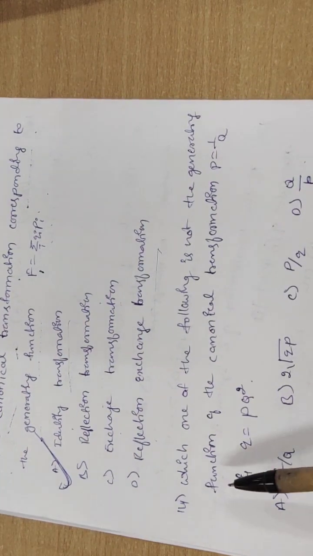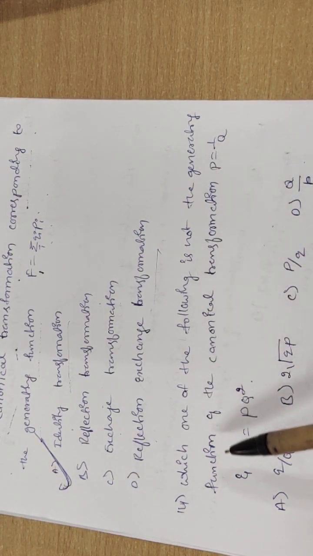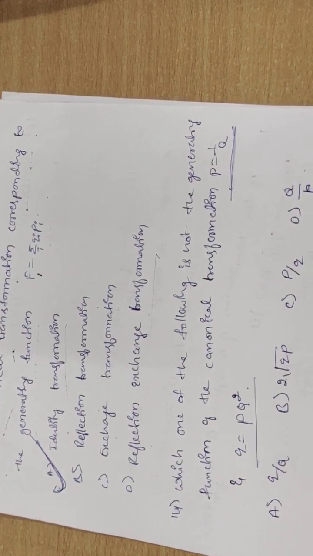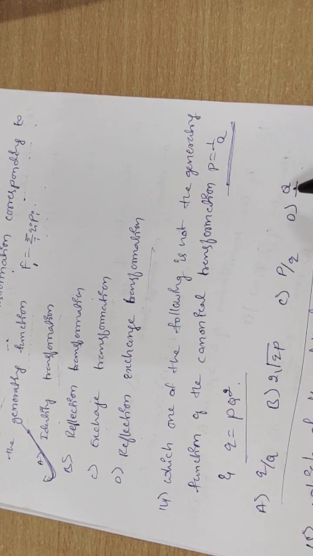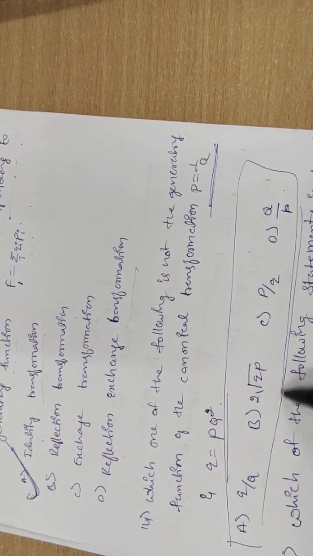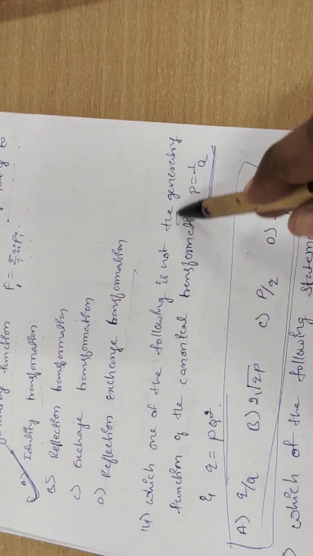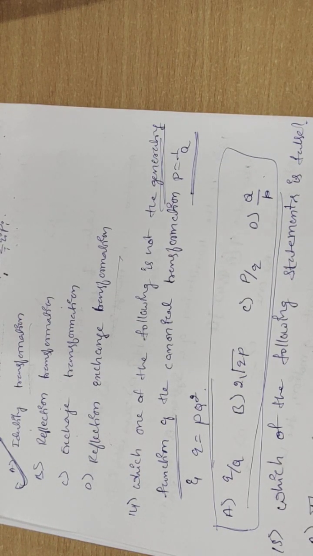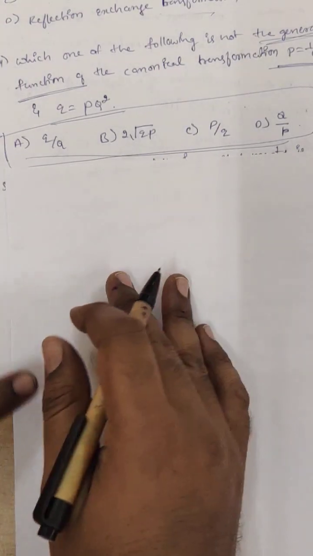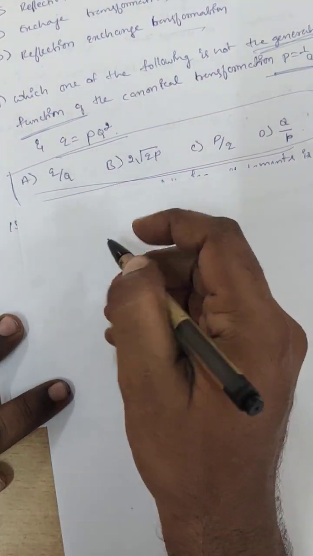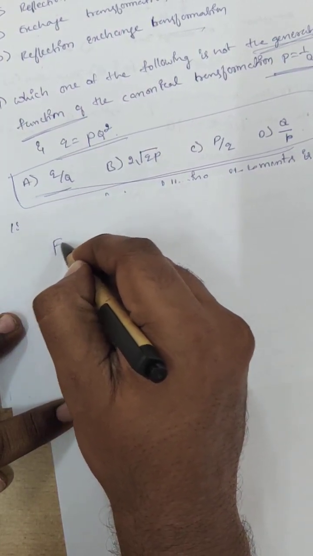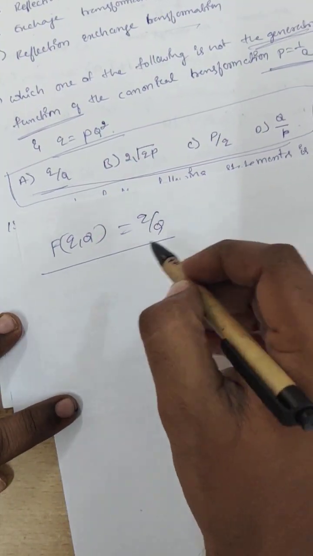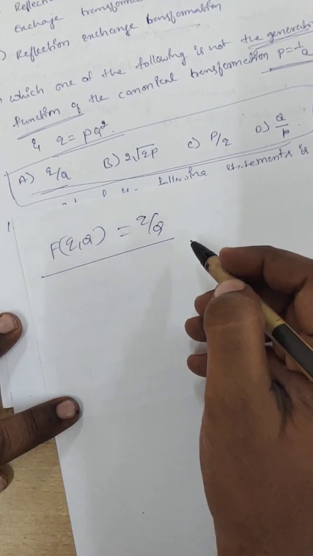And the next question, number 14: which one of the following is not the generating function of the canonical transformation? p is equal to 1 by q and Q is equal to p q square. These are the given options. In these four options we should verify which of the following is not a generating function. Let us consider option A, they are given F of q comma Q, which is equal to Q by q. So let's verify whether it is a generating function or not. How to verify that?